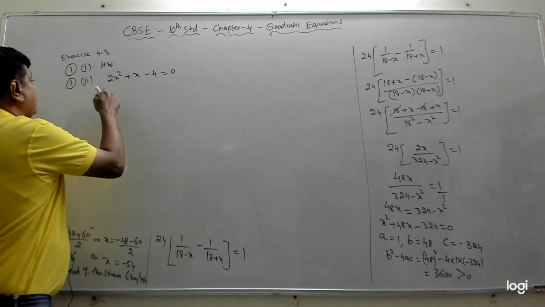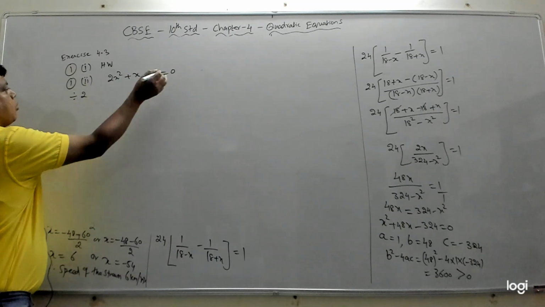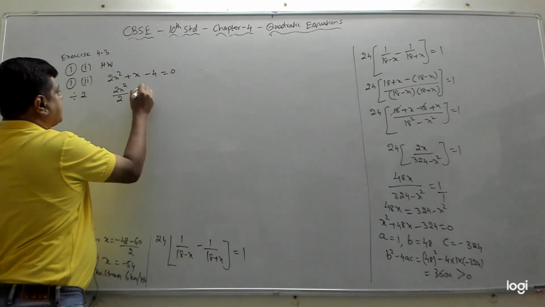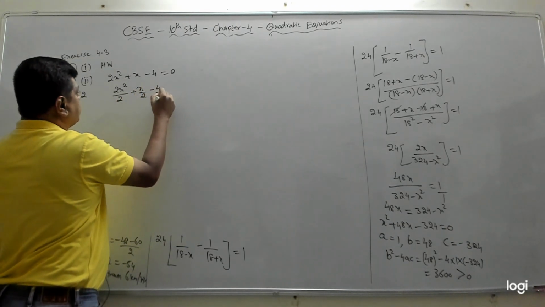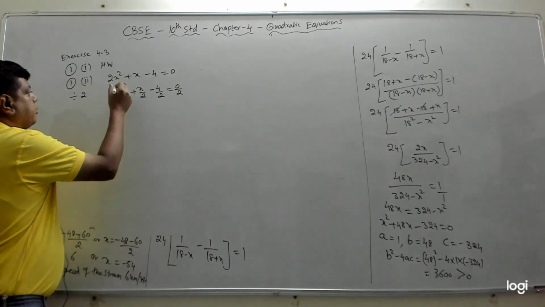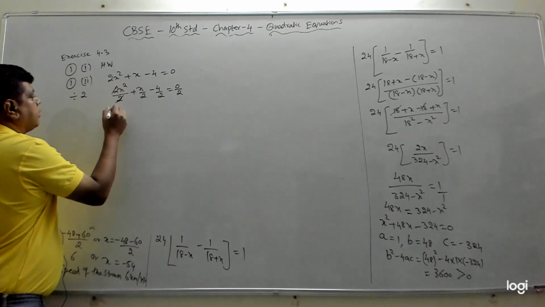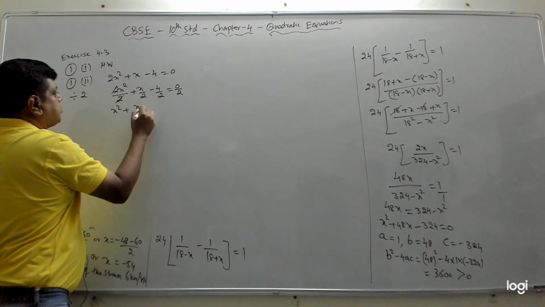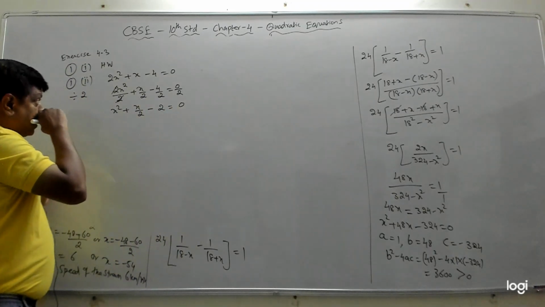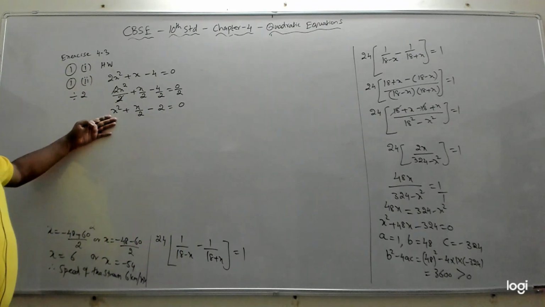How do you make it 1? You divide by 2 throughout. So 2x square by 2 plus x by 2 minus 4 by 2 equal to 0 by 2. Each term we have to divide by 2. Then the 2 will get cancelled. We will get x square plus x by 2 minus 2 equal to 0. So the given equation becomes like this.